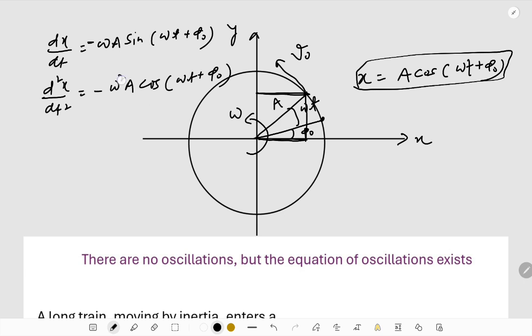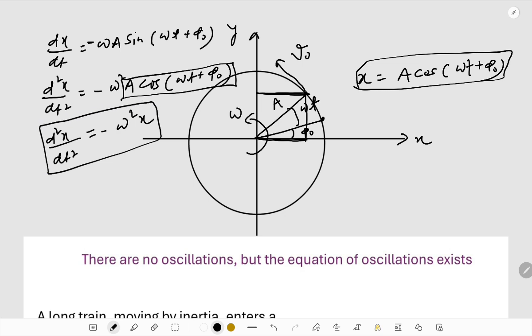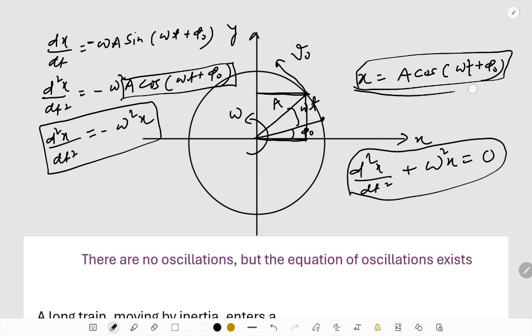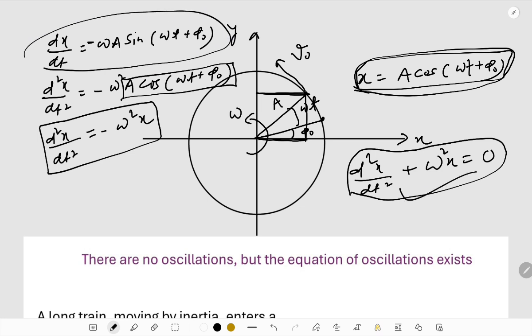So you can write the whole thing as x, and you will get your equation simply as d2x by dt square equals minus omega square x. Or you can write it like this: d2x by dt square plus omega square x equal to 0. And this is the normal differential equation of simple harmonic motion. This is called simple harmonic motion.